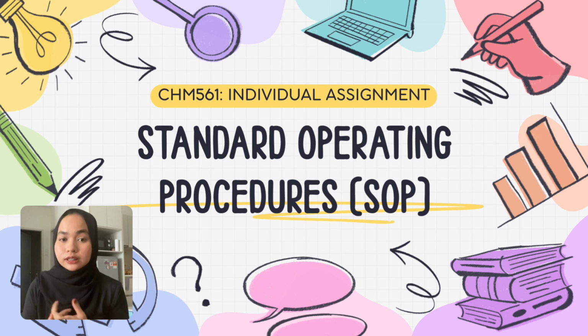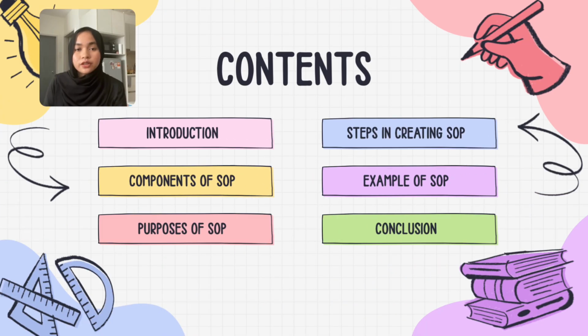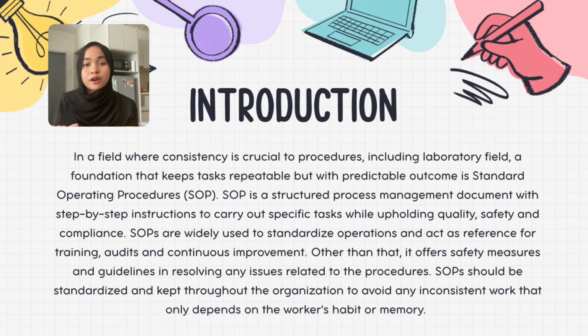Today, we're breaking down the ultimate tool for consistency, efficiency, and sanity, the Standard Operating Procedure (SOP). Going through this video, we will learn about the steps in creating SOP, the components, examples, and also the purposes of the standard. In the field where consistency is crucial to the procedures, including the laboratory field, we need a foundation that keeps tasks repeatable with a predictable outcome. Then the foundation is Standard Operating Procedures or SOPs.